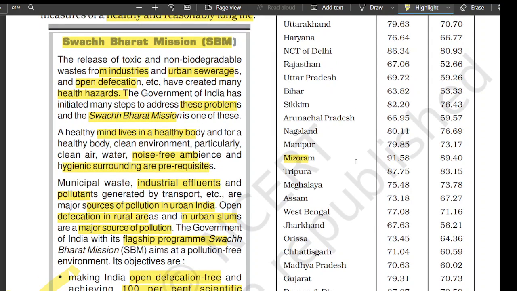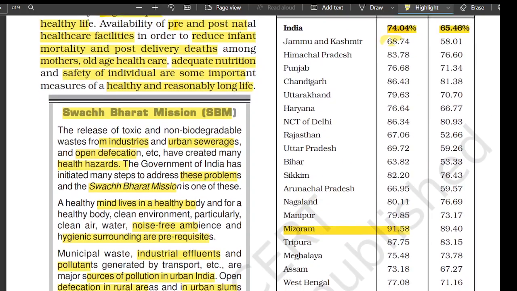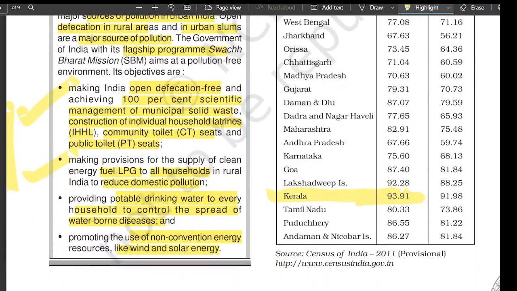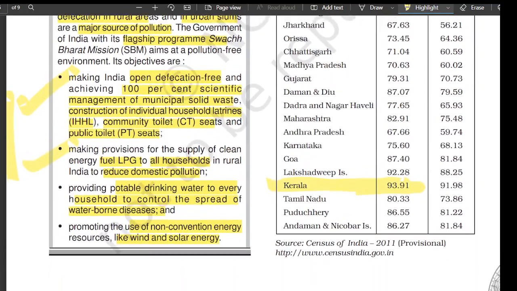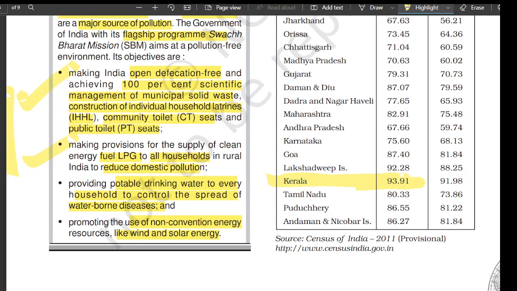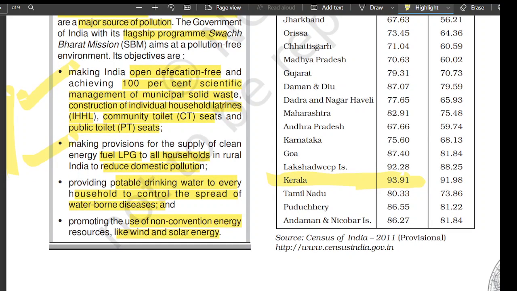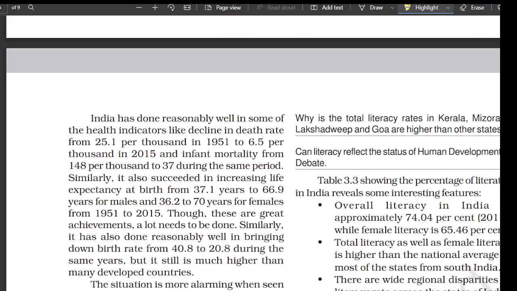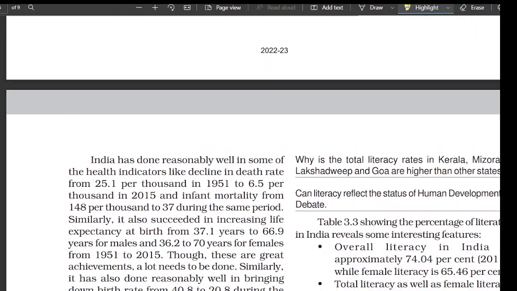Mizoram has 91% literacy rates. And then on the lowest level, we have Bihar with 63.82% literacy rates. Yes, that's it. So the highest we believe is in Kerala, that is 93.91% literacy rates. This is a provisional report from 2011 census.